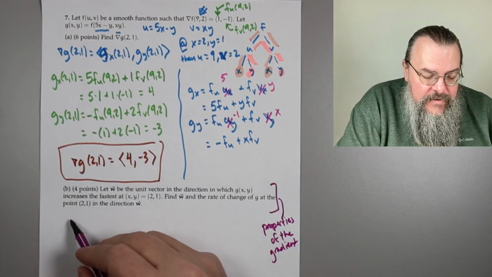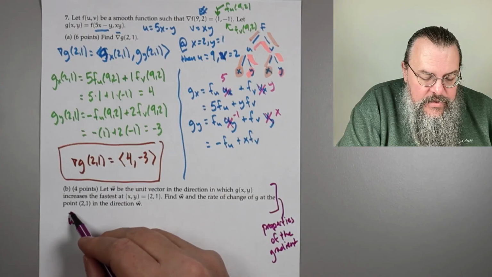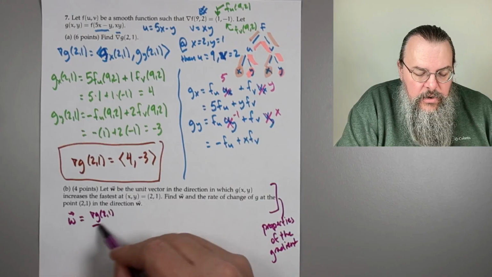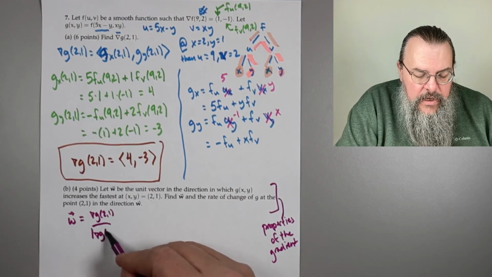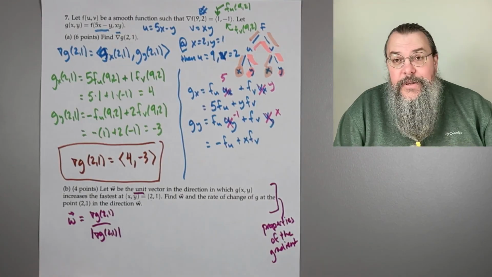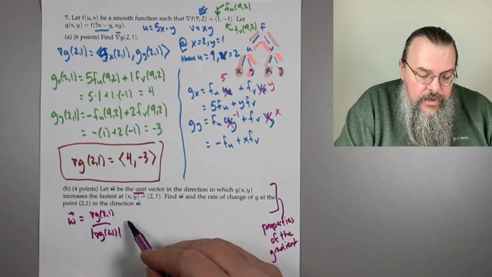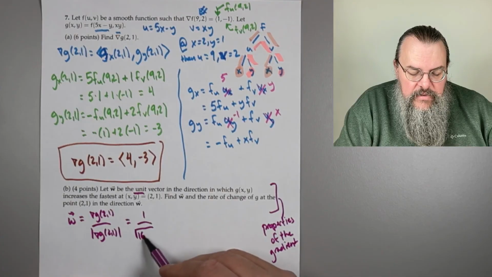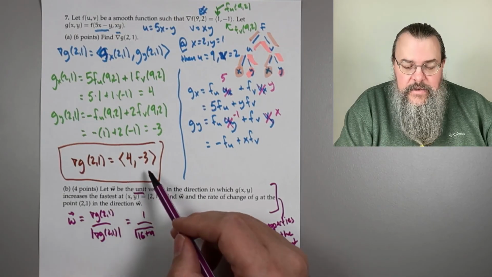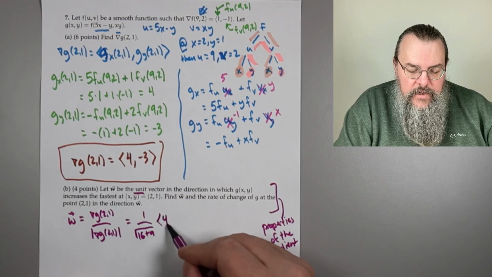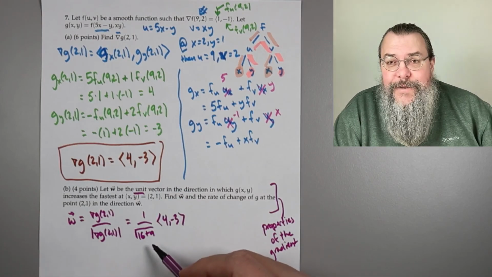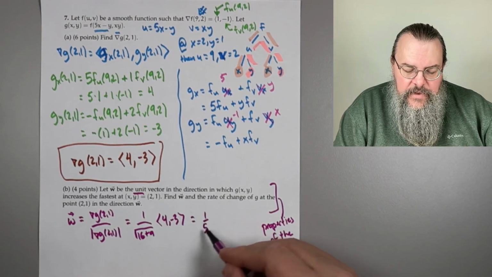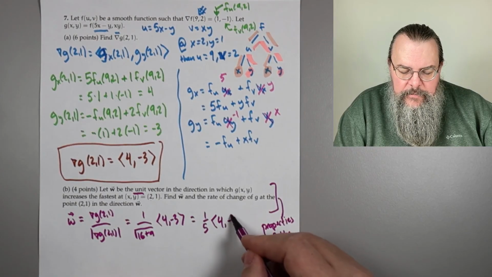So what we have is that our vector that we're after, which is called w, is the gradient of g at (2, 1) over the magnitude of the gradient of g. Now, why that? Because it needs to be a unit vector. Okay, well, here we can find the magnitude pretty easily. That's the square root of 16 plus 9, right? Square the first entry, square the second entry, of our (4, -3). Well, they chose nice numbers. 16 plus 9 is 25. Square root of 25 is 5. So this is 1/5 times (4, -3).